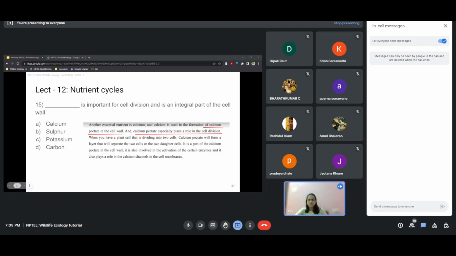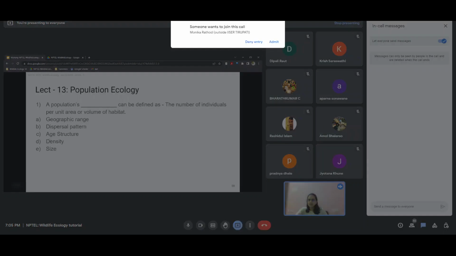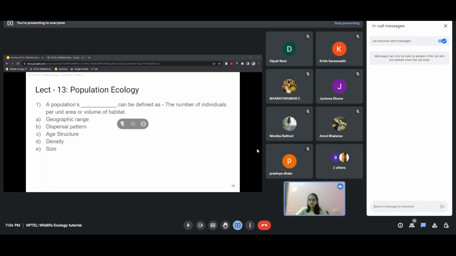Questions from week 5. So this is the first question. A population's dash can be defined as the number of individuals per unit area or volume of a habitat. So, is it the geographic range, the dispersal pattern, the population's age structure, the population's density, or the population's size? You can either unmute or please feel free to use the chat box. Now, since there are very few of you, all of you have to talk.